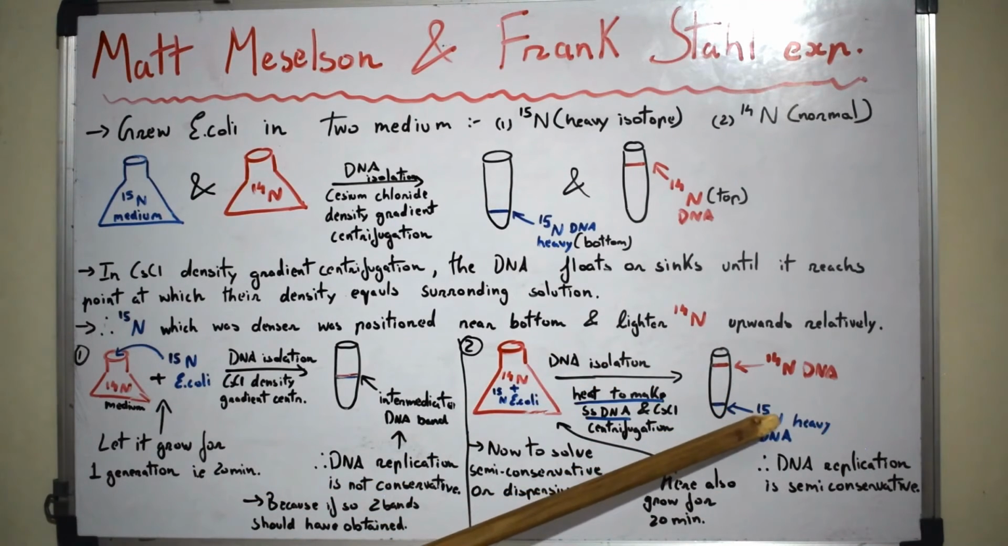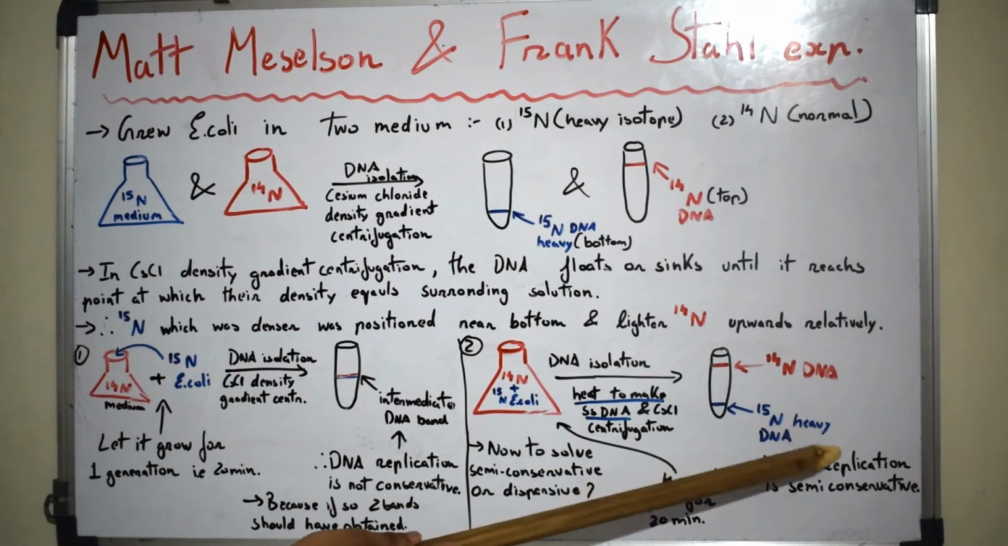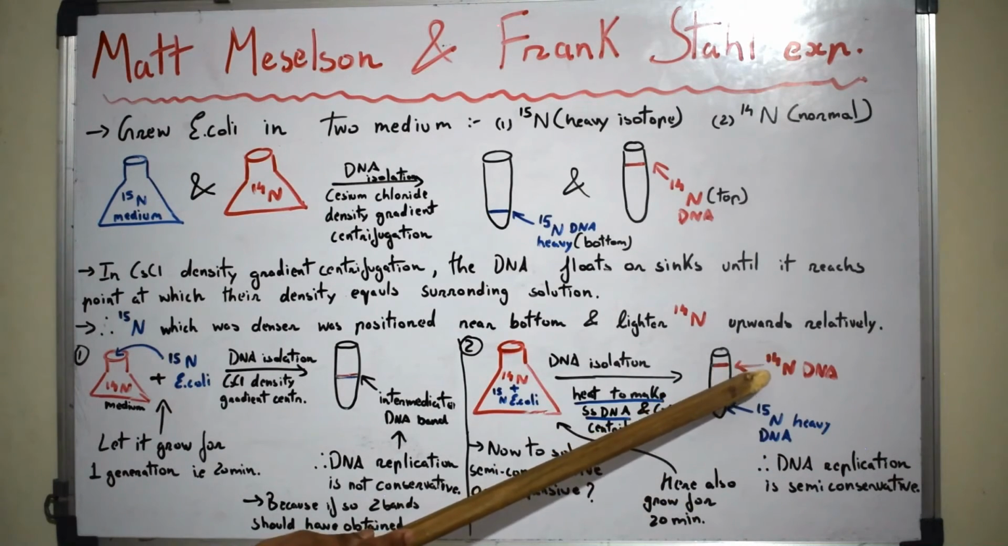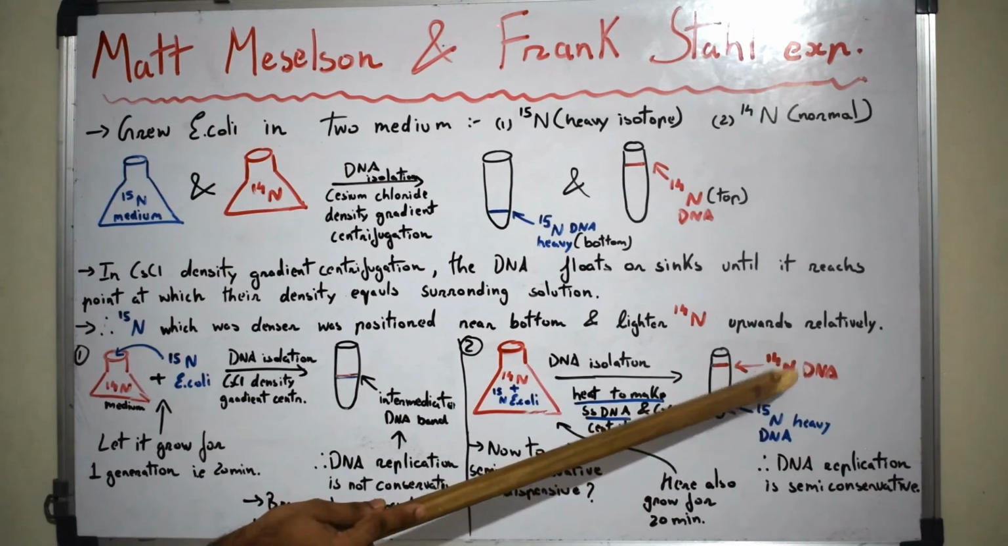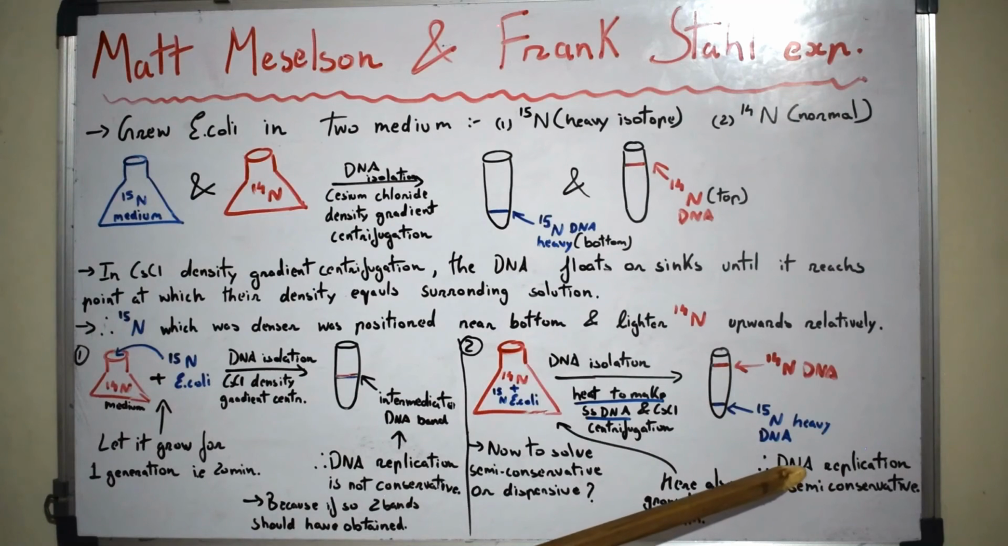So what they found was single stranded DNA. One single strand was found at the bottom of the tube, that was the 15N labeled, and the second was the 14N DNA, which was found at the top of the tube. So this suggested that the DNA of the first generation in this tube consisted of one strand of 15N and one strand of 14N. So this clearly suggested that DNA replication is semi-conservative. Thank you.